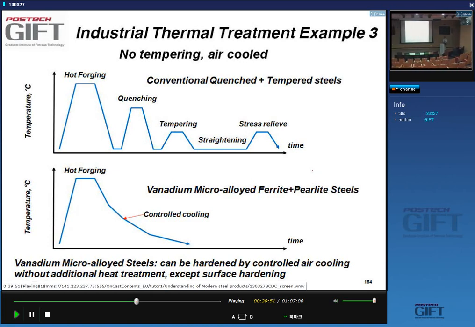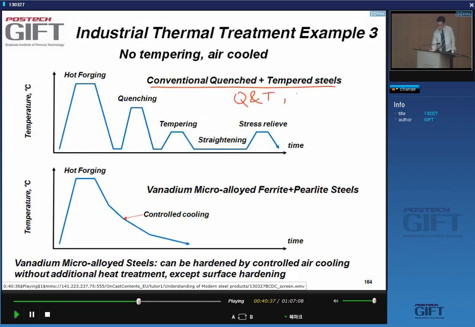In thermal treatment technology, there are also situations very often where you'd like to simplify the thermal treatments. For instance, conventionally quenched and tempered steels usually go through quite a lot of heating and cooling cycles. For instance, conventional quenched and tempered steels, usually referred to as QT steels, you'll often see this.